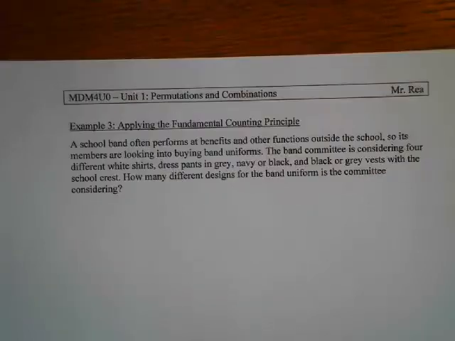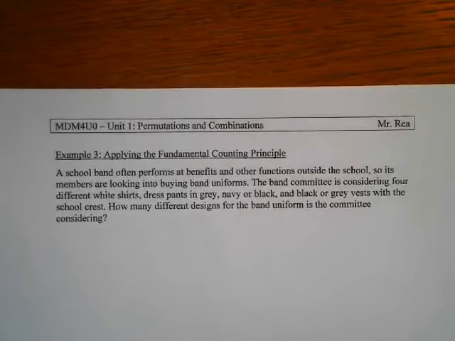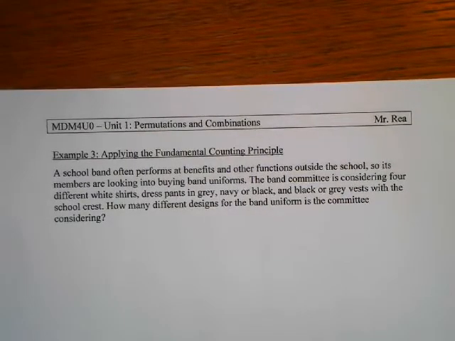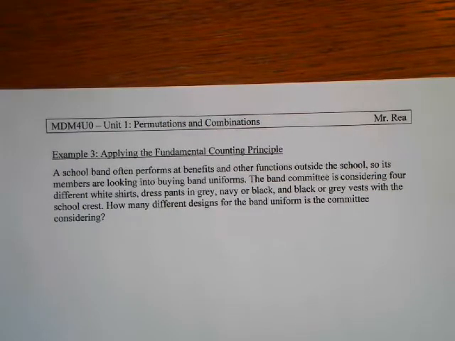Okay. Let's look at a couple more examples. A school band often performs at benefits and other functions outside the school, so its members are looking into buying band uniforms. The band committee is considering 4 different white shirts, dress pants in gray, navy, or black, and black or gray vests with the school crest. Okay, how many different designs for the band uniform is the committee considering?